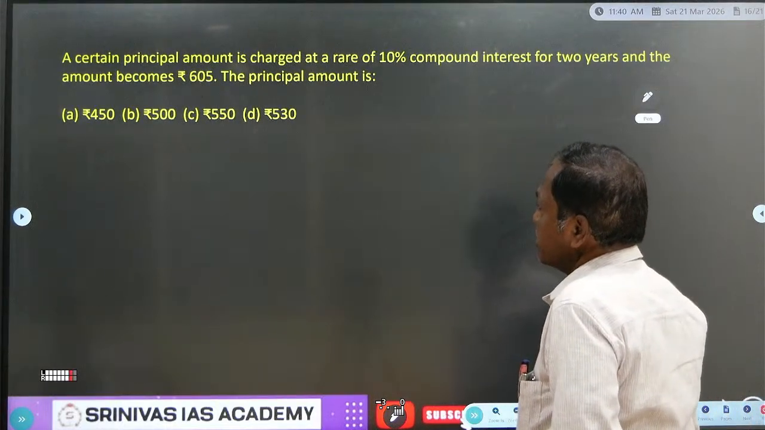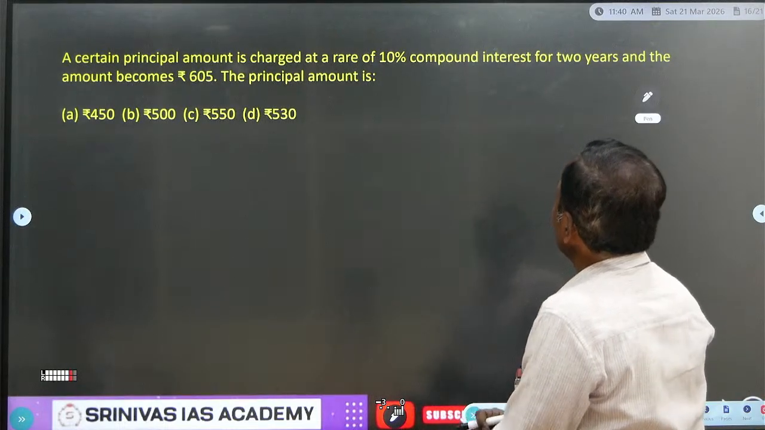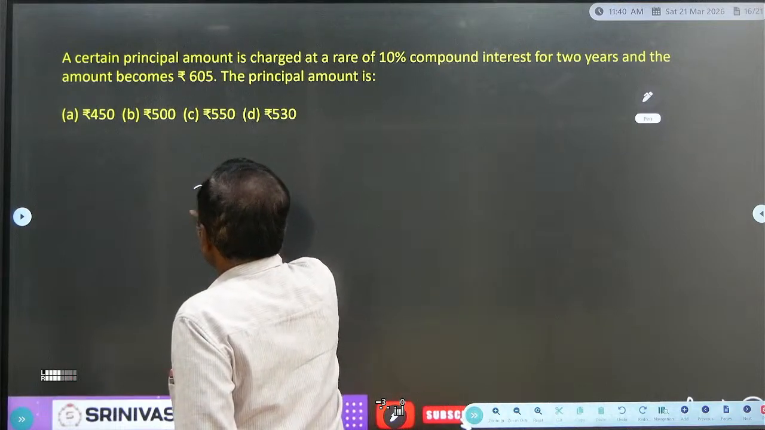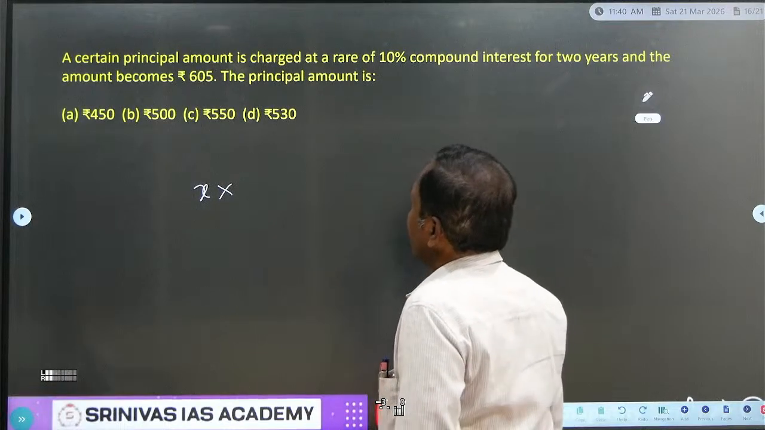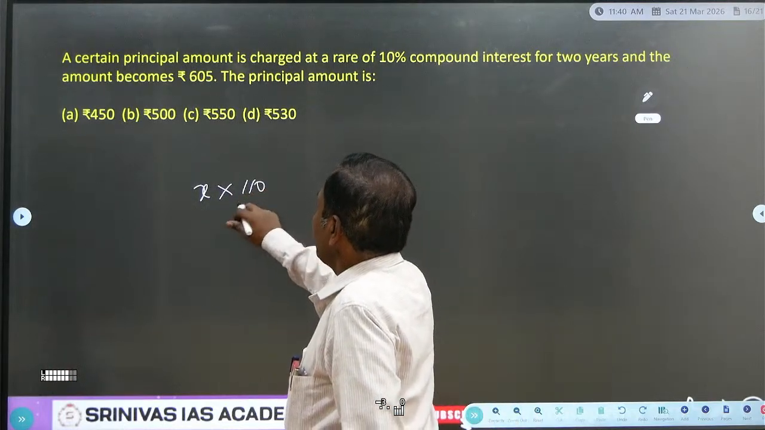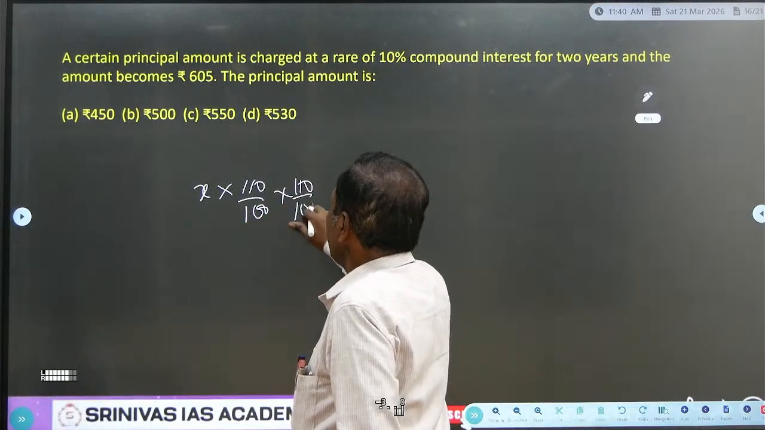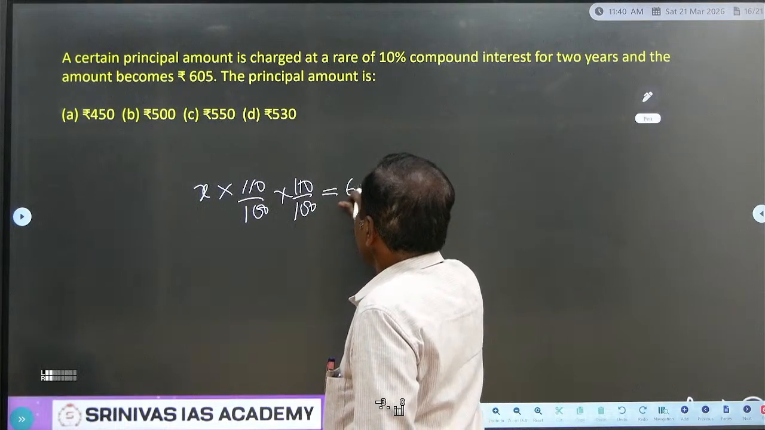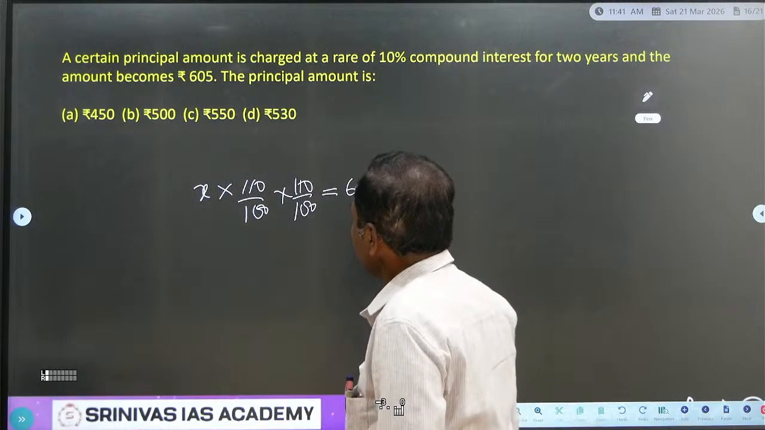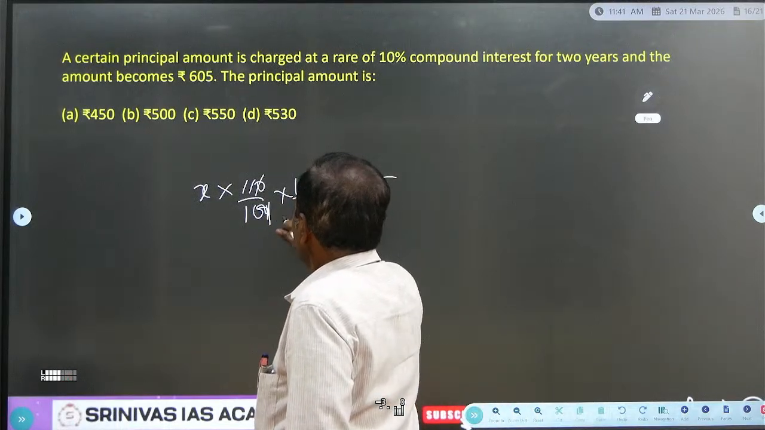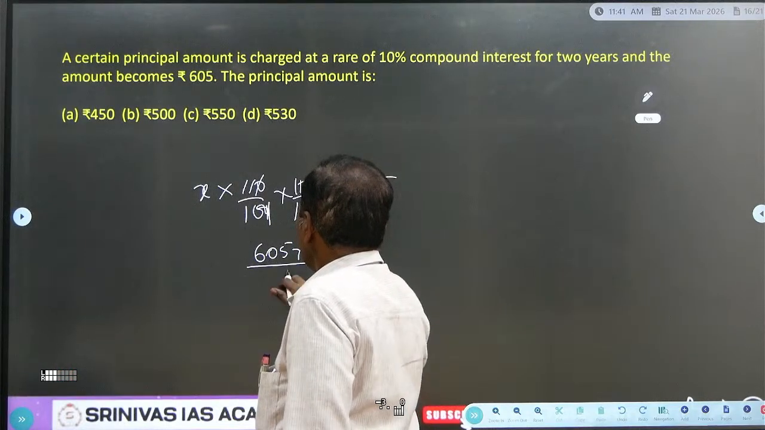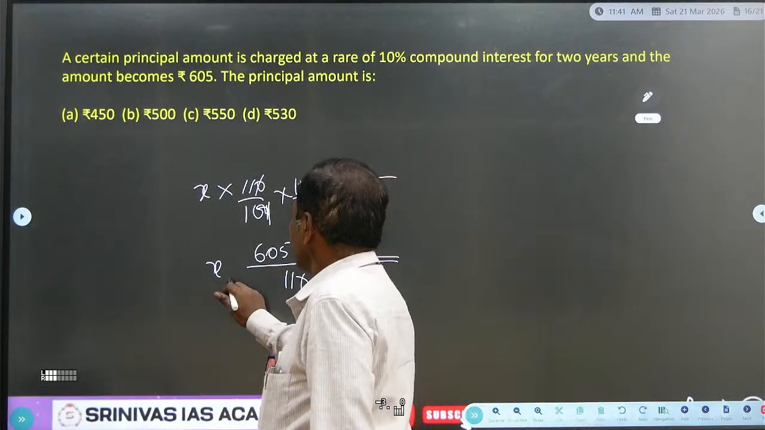Right. A certain principal amount is charged at a rate of 10% compound interest for 2 years and the amount becomes 605. What is the principal money? Okay, principal is being asked. Let the principal be X. 110 by 100 into 110 by 100 becomes 605. The amount becomes 605. You calculate and tell me now. This 0 gets cancelled, this 0 gets cancelled. 605 into 10 into 10 by 11 into 11. You will get x equals, might be like that.